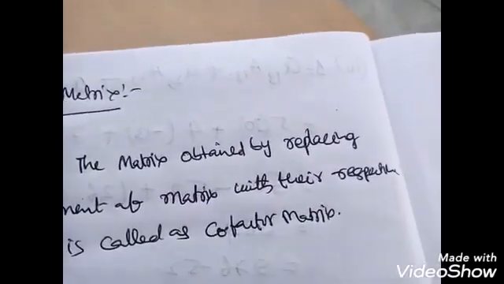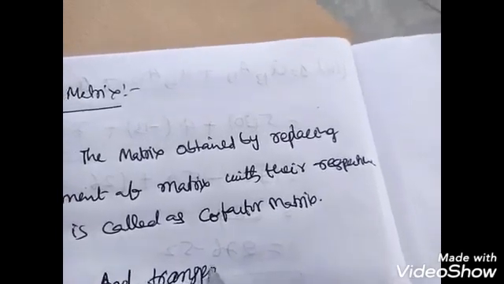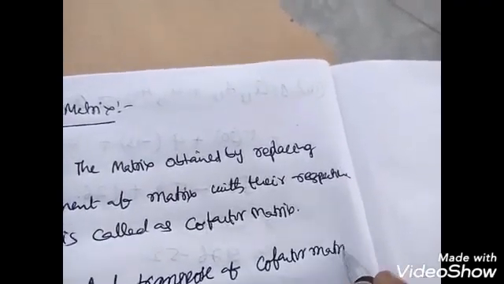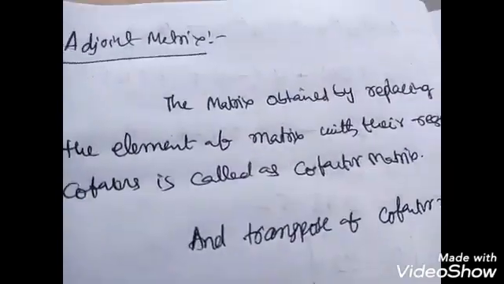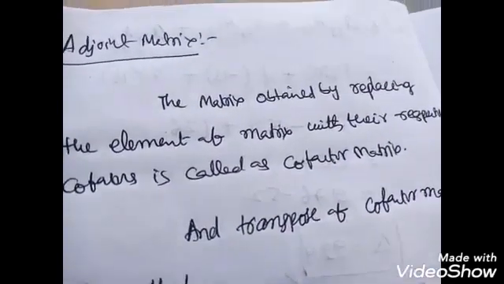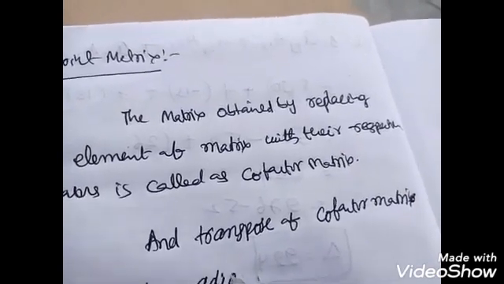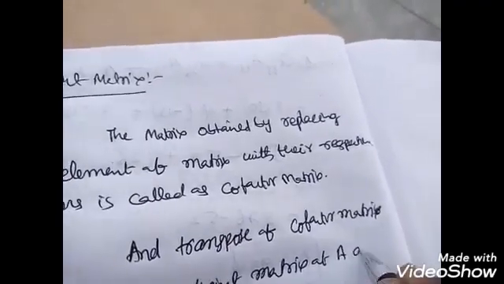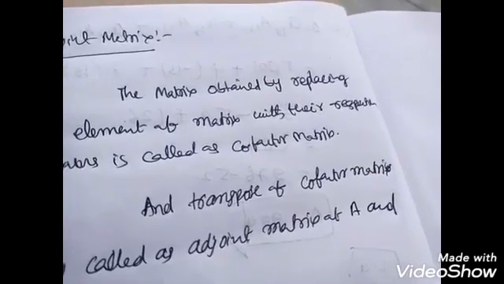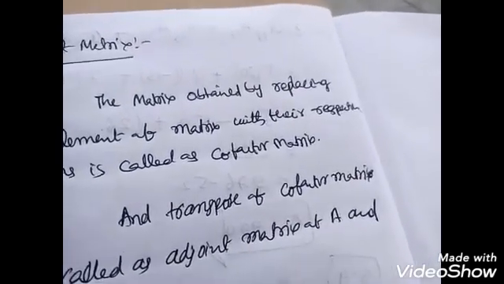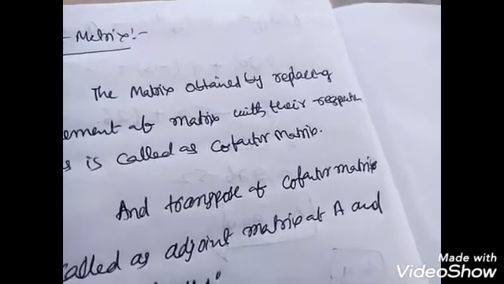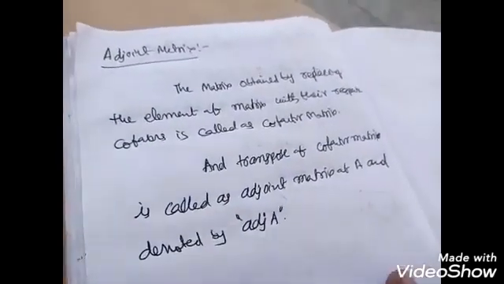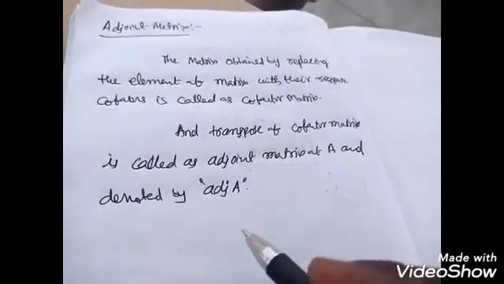And the transpose of the cofactor matrix is called the adjoint of the matrix. It is denoted by adjoint A, ADJ A. For example, here, what is the first?